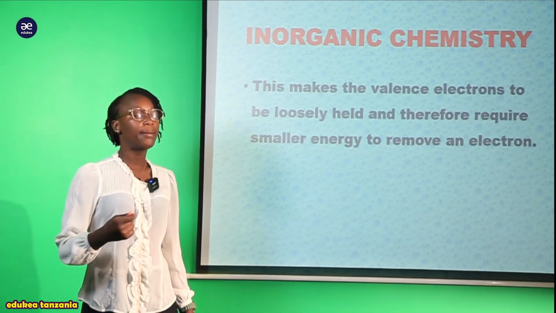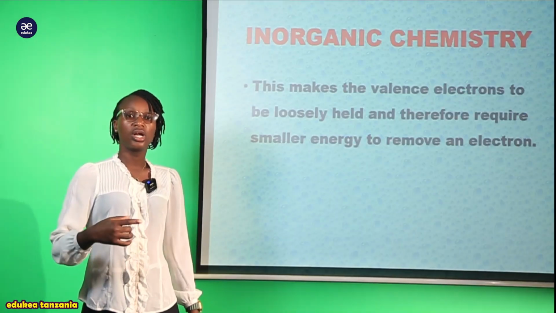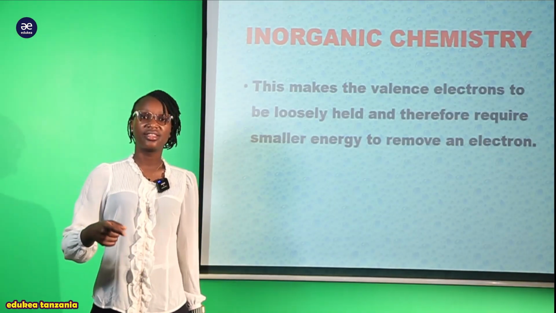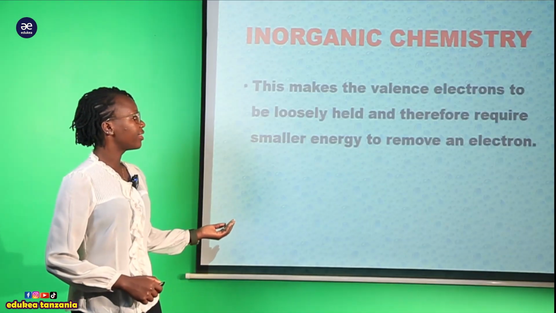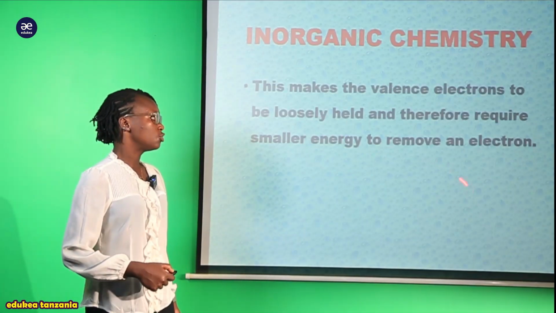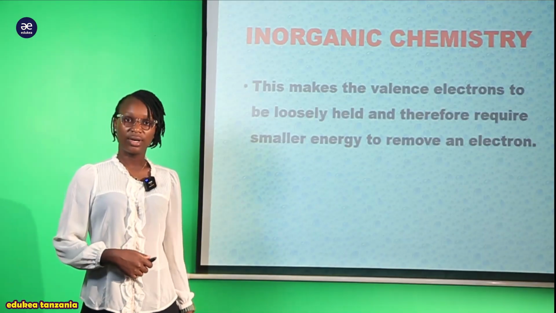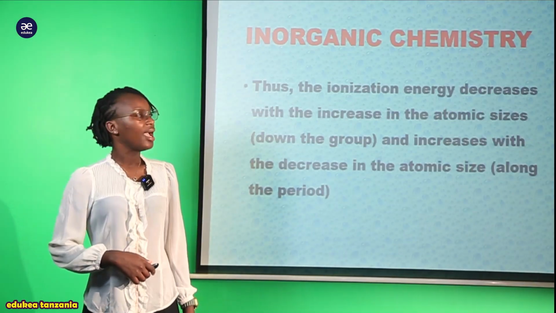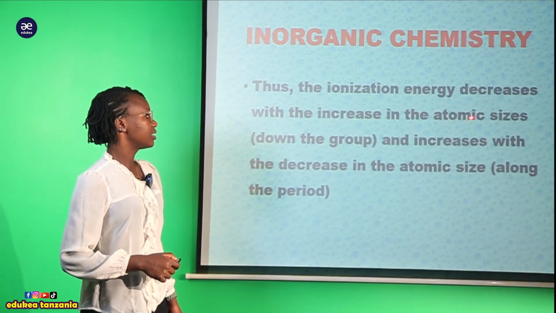Kwa hiyo utaona kwamba there will be the low ionization energy which will be useful in order to remove that electron in the valence shells. Ndio maana anasema kwamba therefore require smaller energy to remove the electron. Na smaller energy ambayo tunazungumzia hapa ni ionization energy. Thus the ionization energy decrease with the increase in atomic size.